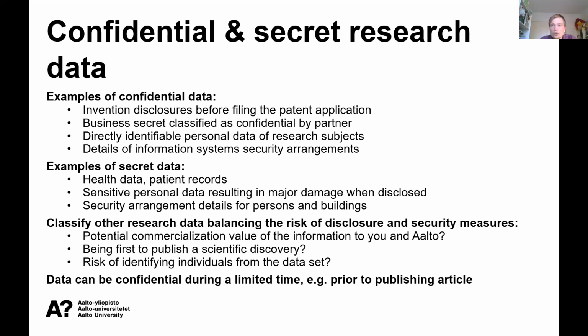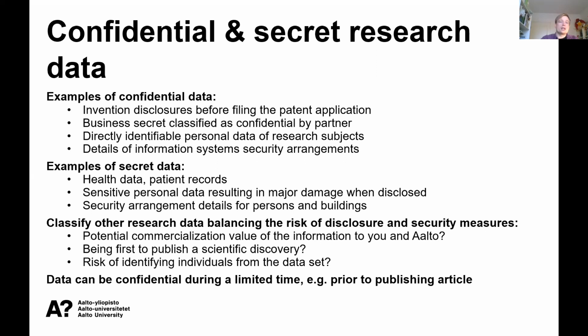Of course, one point of interest for you is to be the first to publish some scientific discovery, the article and the information. So you might want to check that you have that kind of crucial information kept confidentially somewhere only for you until you get the article out.